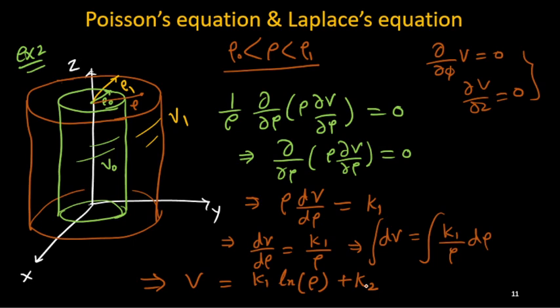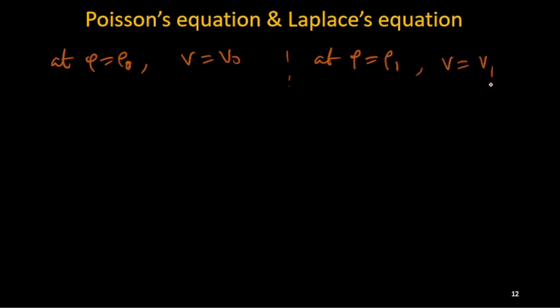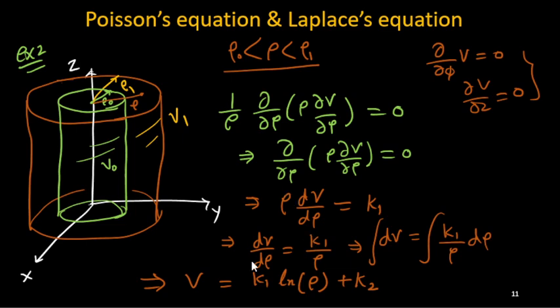Now we can put in the initial conditions. You can see that when rho equals rho 0, V equals V0, and when rho equals rho 1, the potential is V1, right? So can I write these two? At rho equal to rho 0, suppose, V equals V0, and second, at rho equals rho 1, V equals V1. So what are the equations? This was the equation.